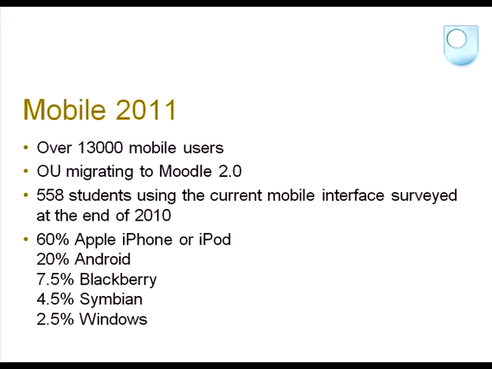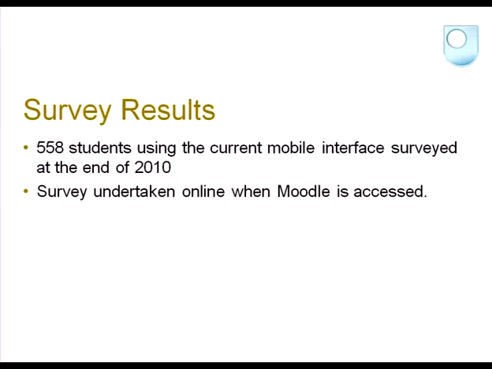As well as the technical side, we also surveyed 558 of the students that were using the current mobile interface, and that happened towards the end of last year. For anybody who's interested, we also had a breakdown of the platforms that people were using. Again, iPhones, Apple, were the most popular, 20% on Android, and then about 15% on various other things, with a few unknowns that are not on the list. So 558 students were surveyed to get their responses to the existing mobile interface, and the survey was taken online when they were accessing Moodle.